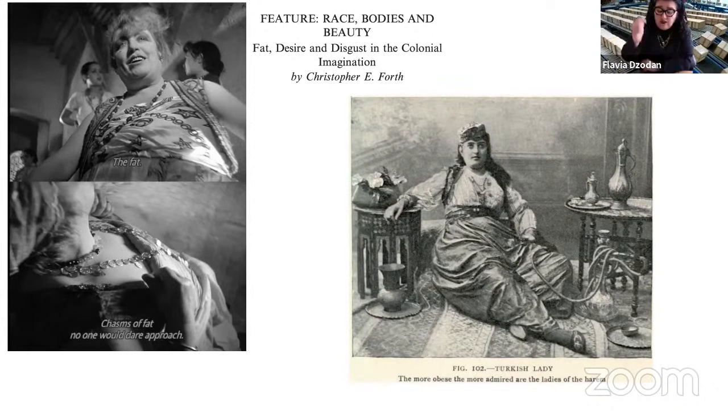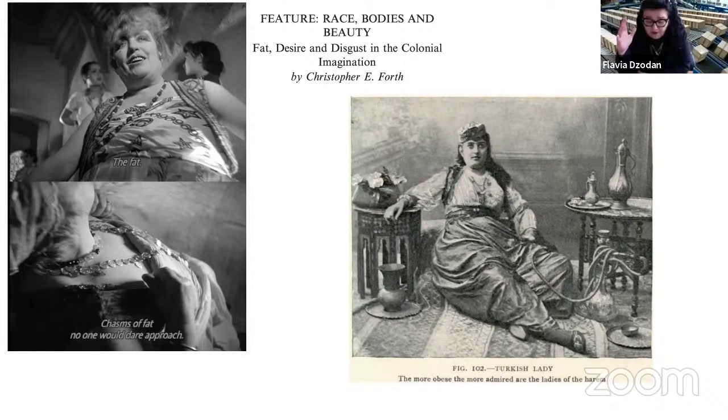In Race, Bodies, and Beauty: Fat, Desire, and Disgust in the Colonial Imagination, Christopher Forth traces the way that our notions of what constitutes beauty and what is considered desirable were shaped by the colonial interventions of the 17th and 18th centuries. While Kant cemented the so-called correct proportions and racial configurations of the beautiful body, white, of course, in Western thought, his ideas were certainly part of an overall belief system that placed the European body as superior to any other physical configuration. And I quote from Christopher Forth's research, which, if anyone is interested, is available for download as a PDF. You just have to Google the title and the name.